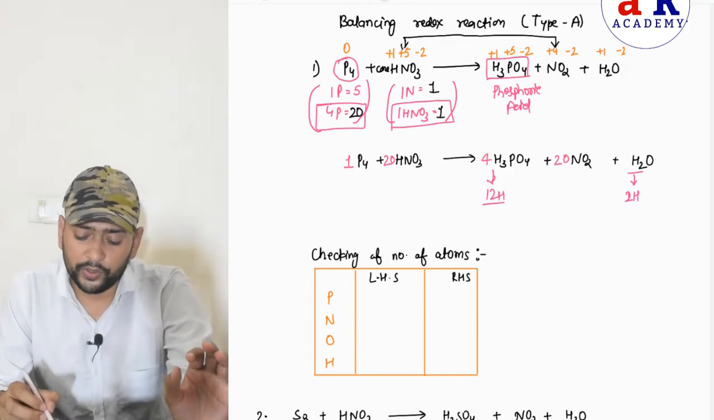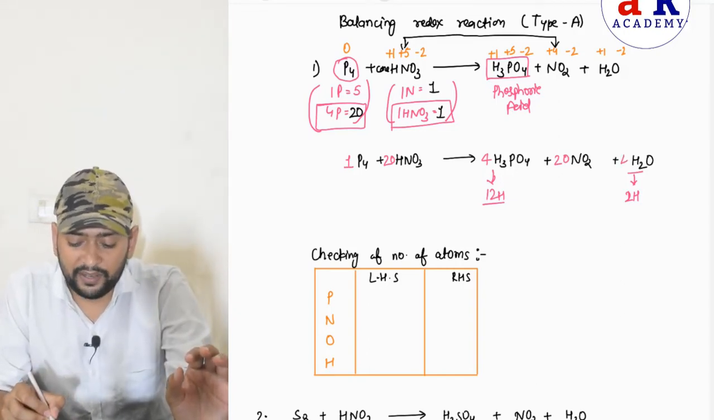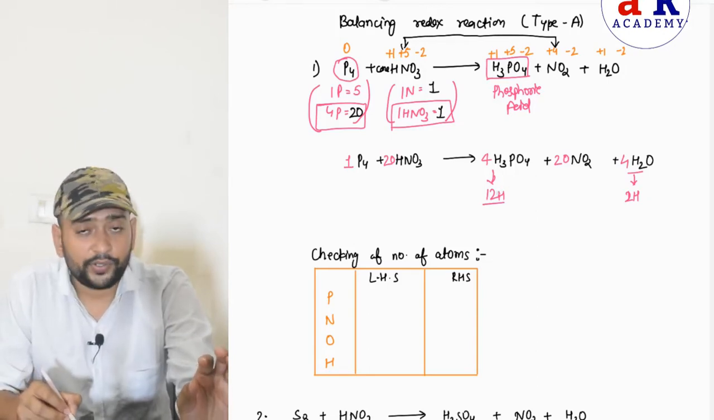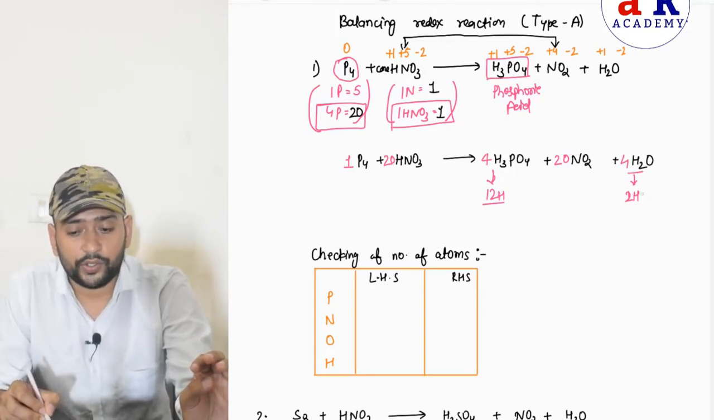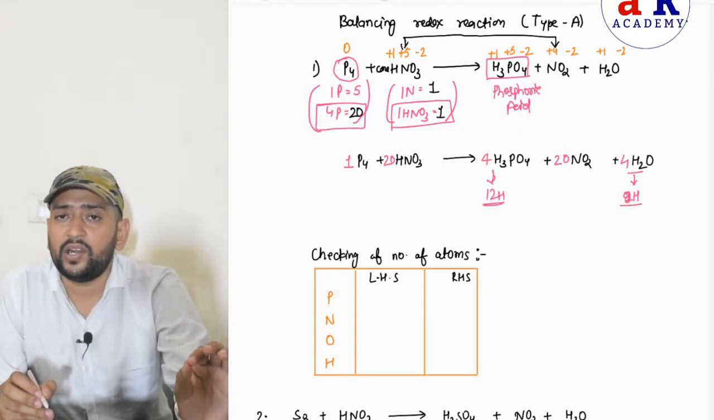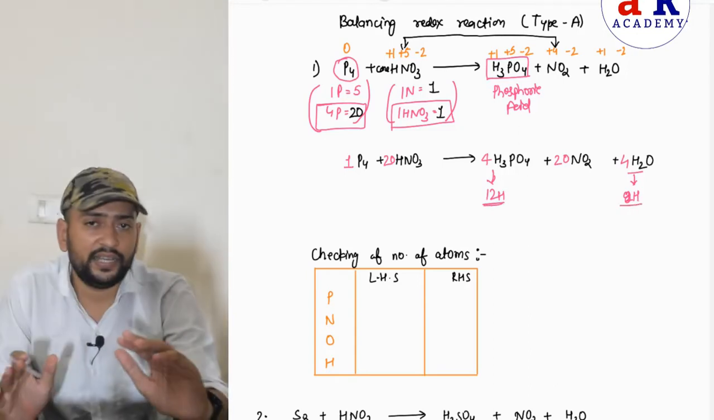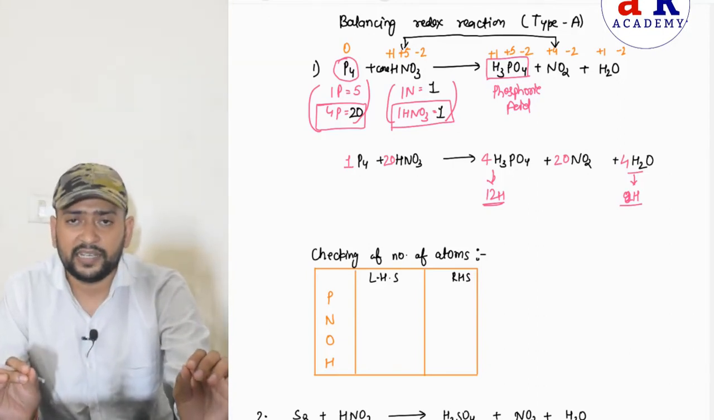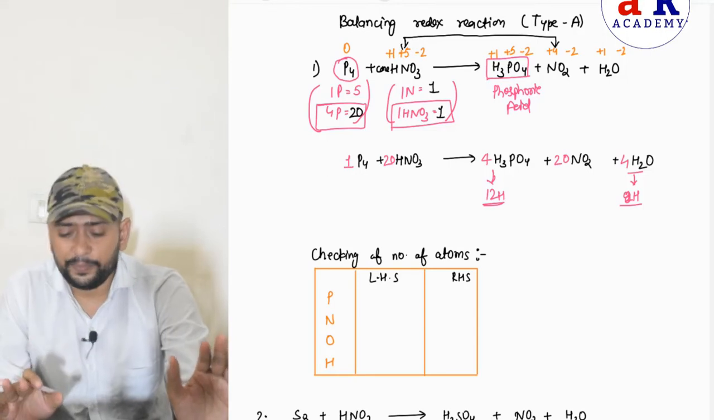So what are we going to do? This is your 12. If I make this 4H2O, then here we are going to have 12 hydrogen and here 8 hydrogen. So it will make the total number of hydrogen equal on the left as well as on the right hand side. I hope up to this point it is very much clear to you. So we have already balanced this one.